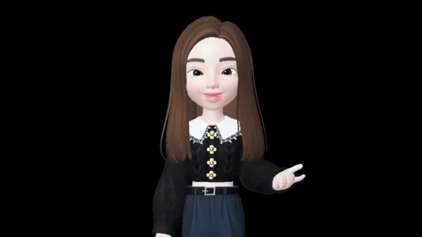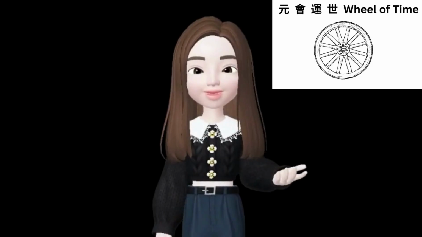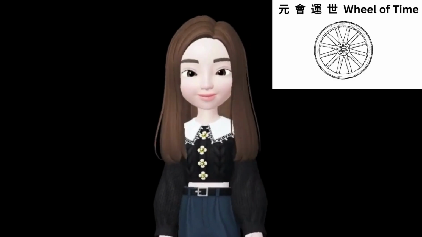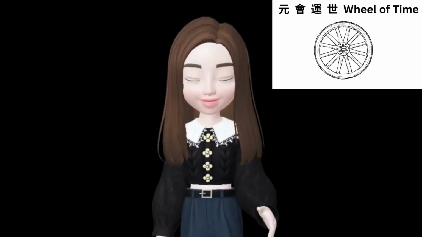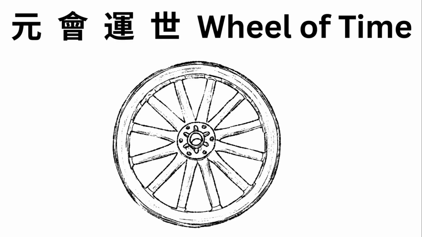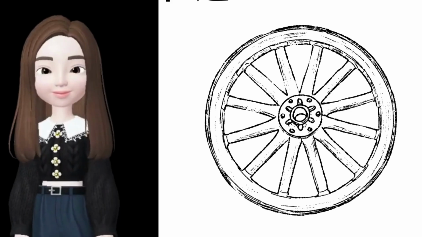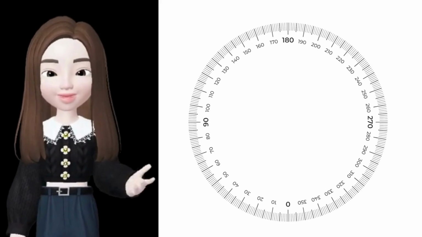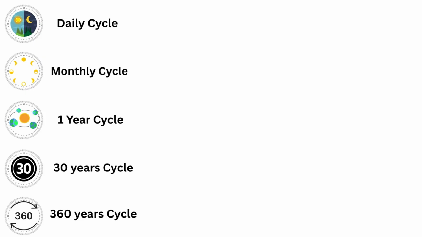Nevertheless, this 圆、会、月、是 system still stands out as a remarkable tool for understanding the concept of time through the 360-degree circle. Before we get into more details about 圆、会、月、是, it is essential to grasp some underlying assumption behind this 360-degree circle. Primarily, there are 5 cycles. They are the daily cycle, monthly cycle, 1-year cycle, 30-year cycle, and 360-year cycle.